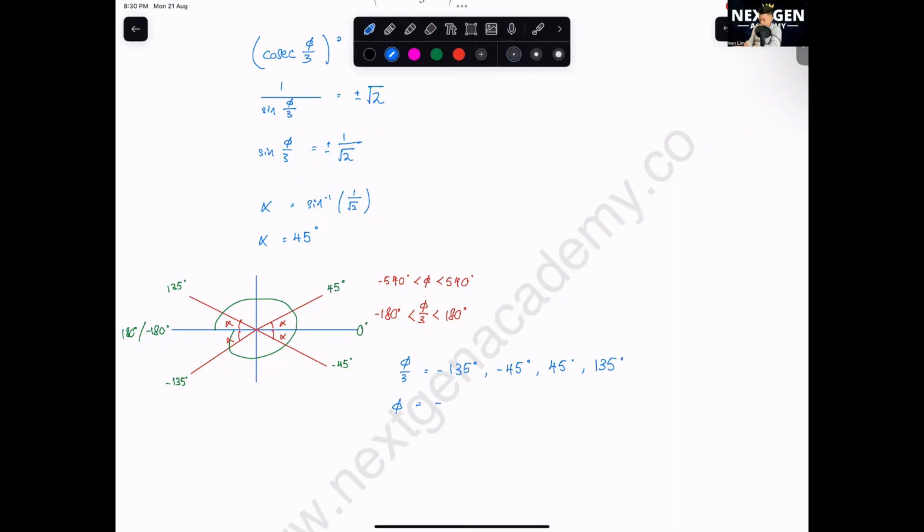So here we will get negative 405 degrees, negative 135 degrees, 135 degrees, and 405 degrees. Okay, you need to know where you get the quadrant from.